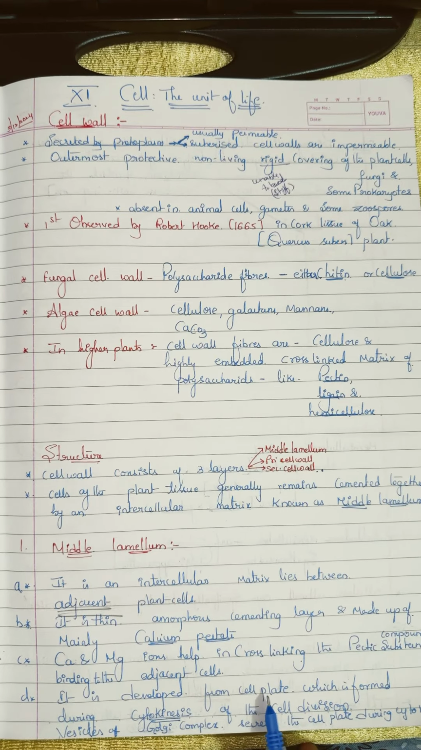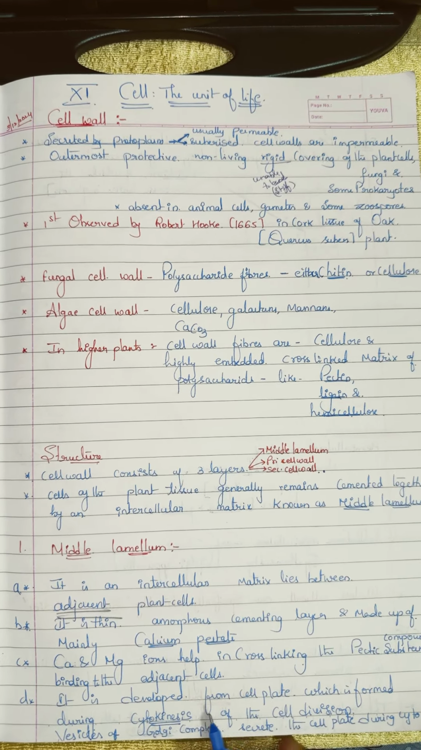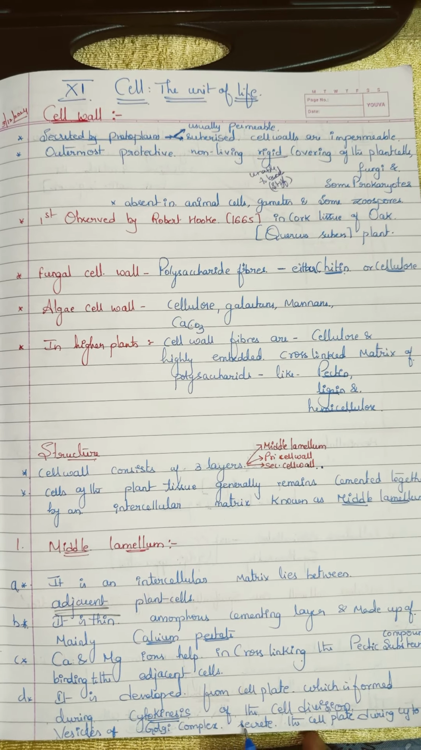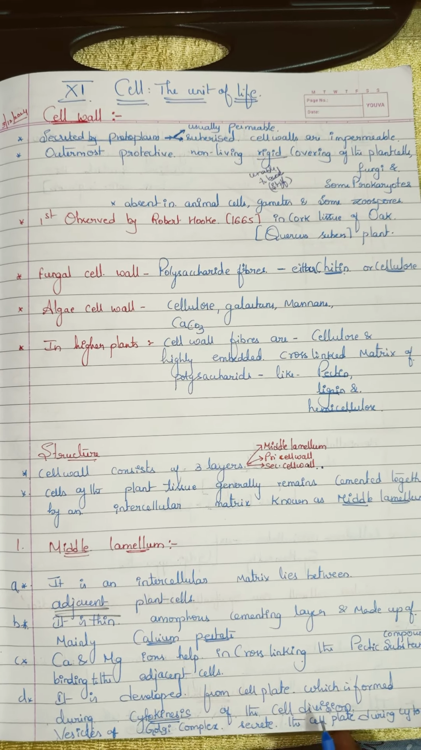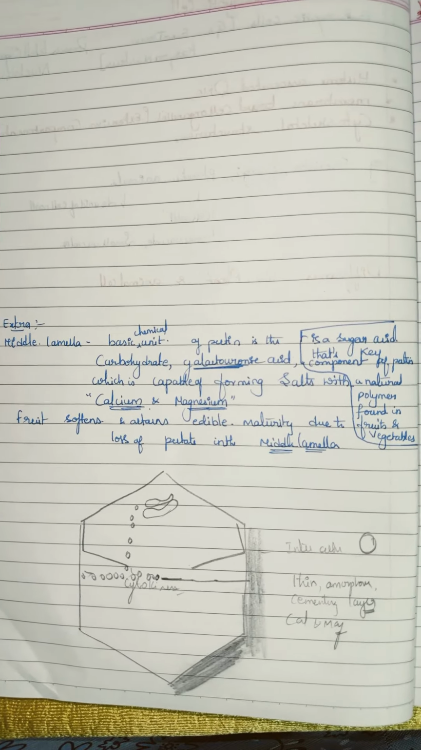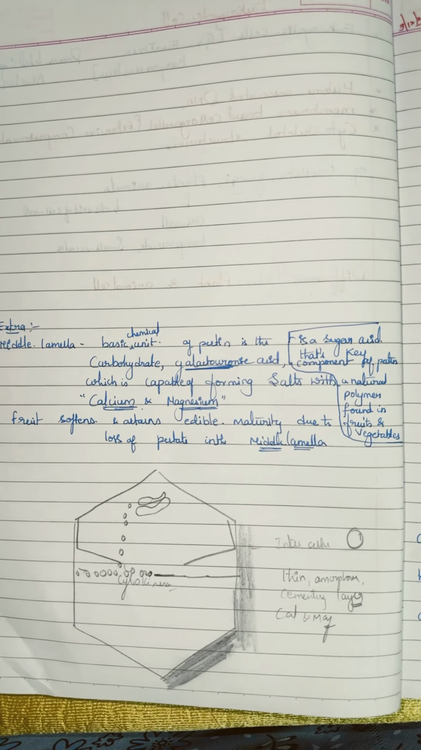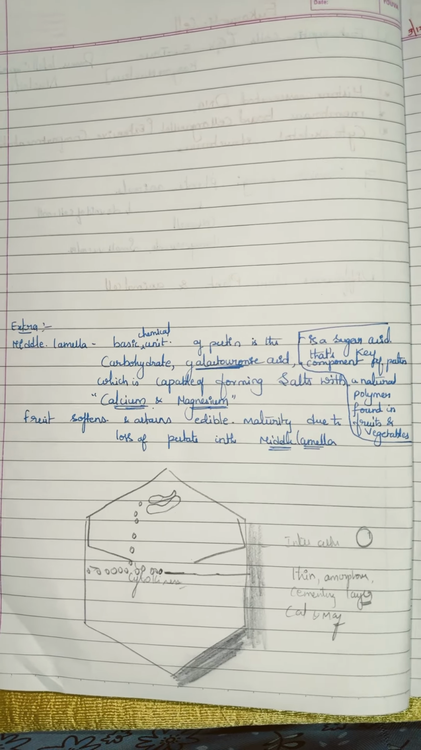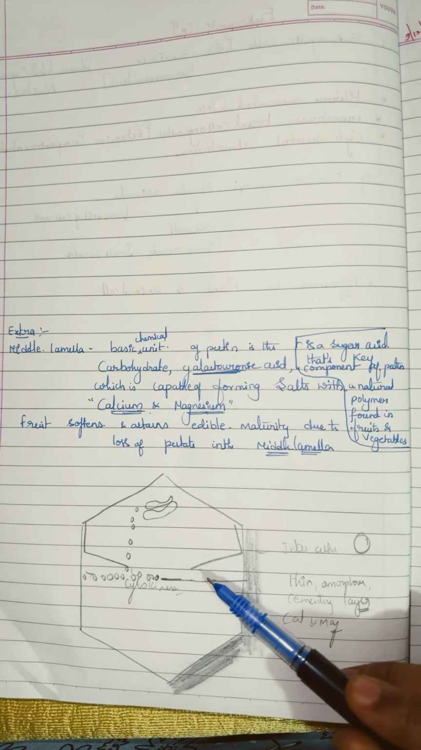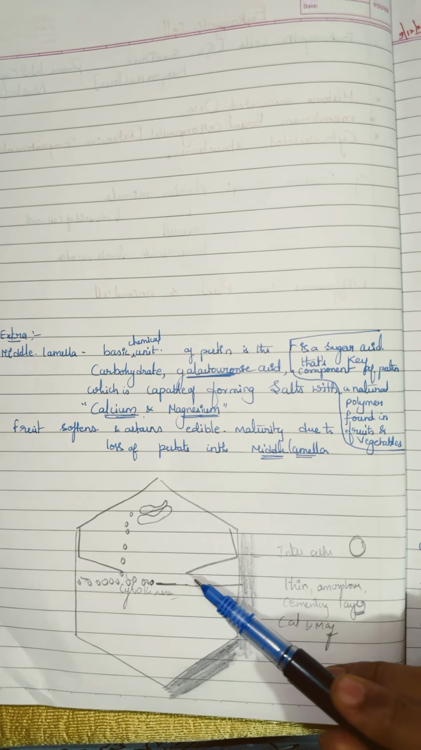It is developed from the cell plate, which is formed during the cytokinesis of cell division, and vesicles of the Golgi complex secrete the cell plate during cytokinesis. If you look at the structure like this, in the middle lamella the basic chemical unit is pectin, a carbohydrate. It is first formed as a phragmoplast, then the cell plate, then cell wall formation occurs.